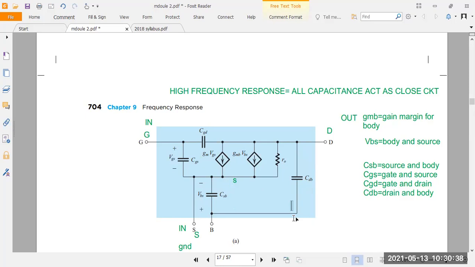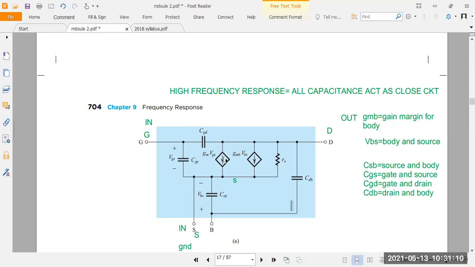Understood? So what is the purpose of writing the capacitor here? When there is a high frequency response, all capacitances act as a closed circuit. When there is a closed circuit, it passes the current, it passes the voltage through the capacitor. That's why I have to analyze the capacitance between gate to source, gate to drain, source to bulk, and drain to bulk. We want to analyze the current and voltage through the capacitor.